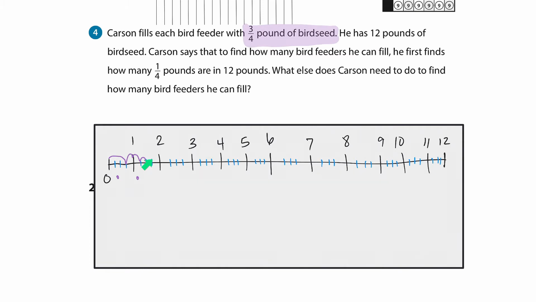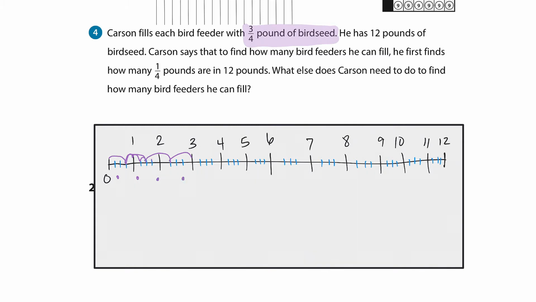My tools aren't working here. I'm trying to do this one. So then I start here. 1, 2, 3. So we'll make another group there. Okay. Then we'll start here. 1, 2, 3. So really what he's doing is he's dividing by 3/4, right? So here's another one and another one.